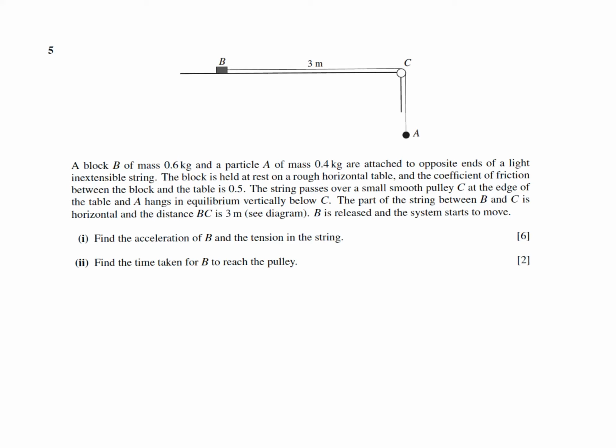Okay, a block B of mass 0.6 kg and a particle A of mass 0.4 kg are attached to opposite ends of the light inextensible string. The block is held at rest, so u equals 0 meters per second, on a rough horizontal table. So frictional force is involved, μR is the frictional force. And if you read the next line, it says the coefficient of friction between the block and the table is 0.5. Okay, μ equals 0.5.